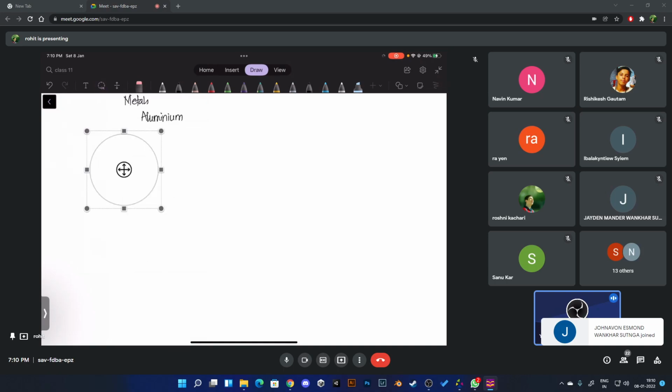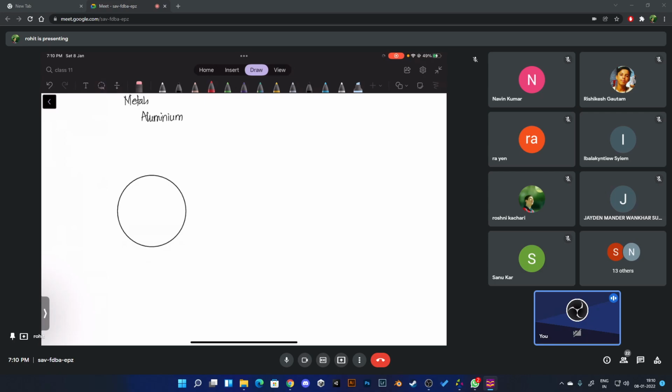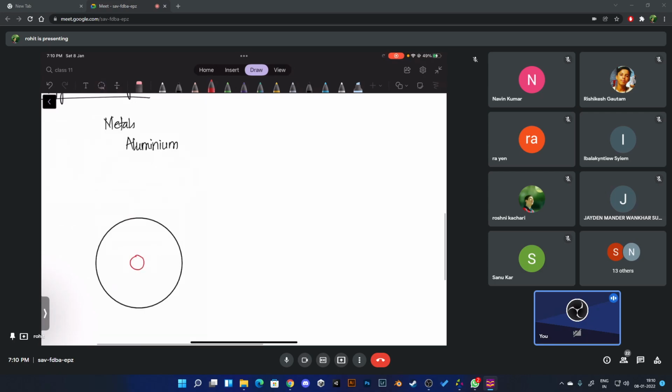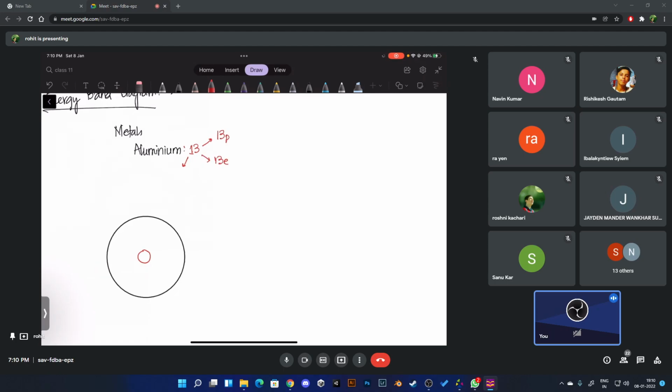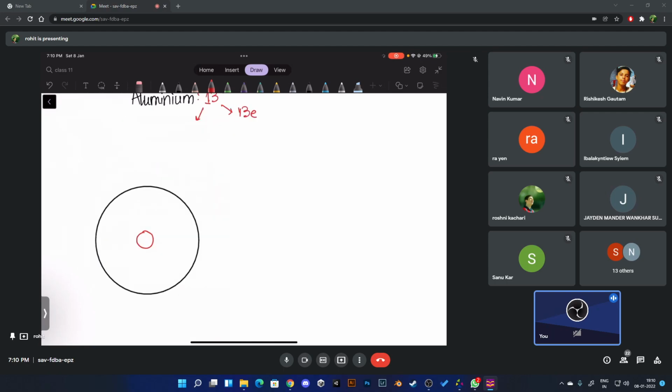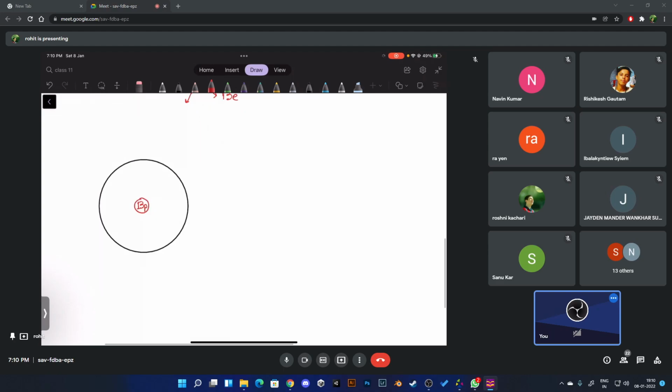So this is an atom of aluminum. If you have doubts, you can ask me. In the nucleus of aluminum, what is the atomic number, guys? 13, no? So that means it has how many protons? It has 13 protons and it has 13 electrons. Right now I'm not even talking about neutrons, not needed. So in the nucleus of the aluminum atom, how many protons will be there? 13 protons. I think you're clear with this one, right? Yes, sir.